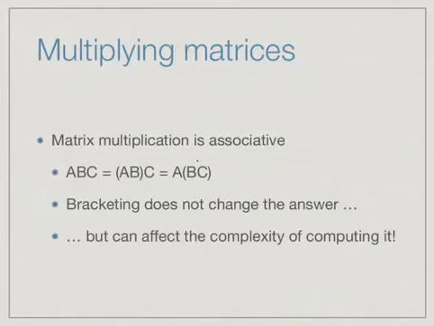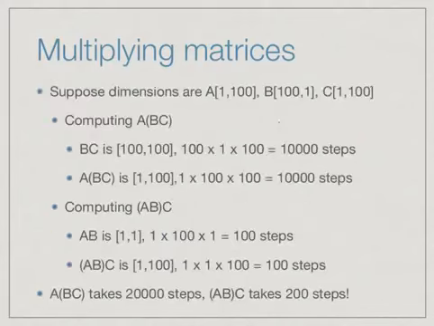So the bracketing doesn't change the answer, the final value is the same, but it turns out that it can have dramatic effects on the complexity of computing the answer. Why is this the case? Suppose we have these matrices A, B and C. A is 1 by 100, so it just has one row and 100 columns, B has 100 rows and one column, and C has again one row and 100 columns. So these are matrices which look like this.